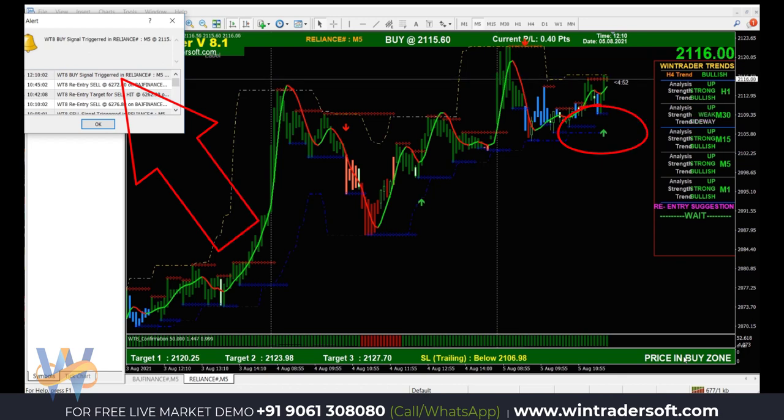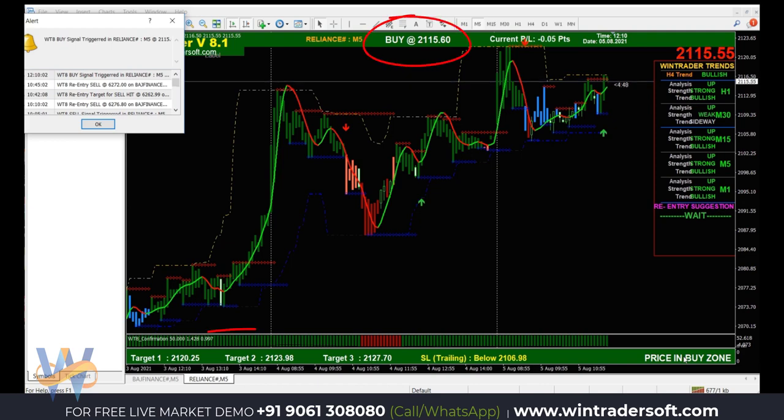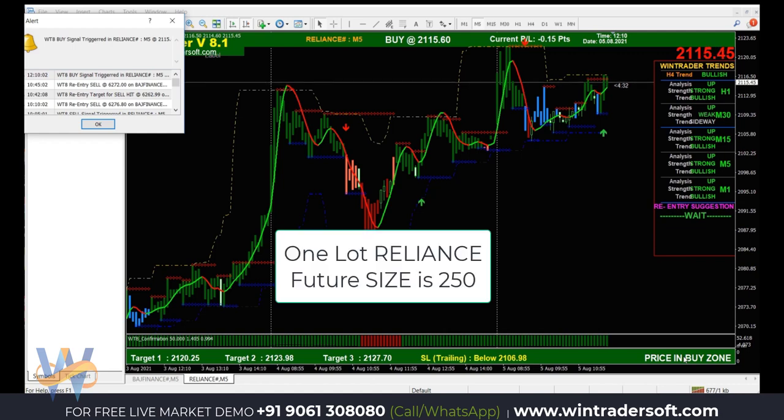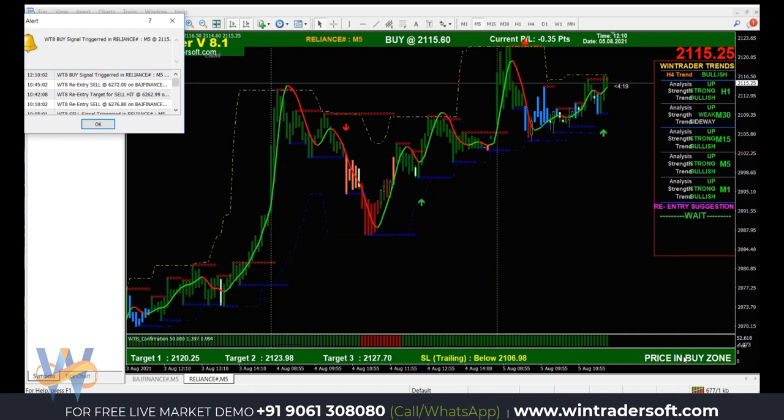The buy entry price is 2115.60 and the targets are below: target 1 at 2120, target 2 at 2123 and target 3 at 2127. If you enter the trade at 2115, you can exit with the minimum target. The first and second targets will always be the safe targets. The first target is almost 5 points, the second target is nearly 10 points. If you want to exit with the minimum target, you can prefer the first and second targets. Right now the market is at the same level as the entry price.